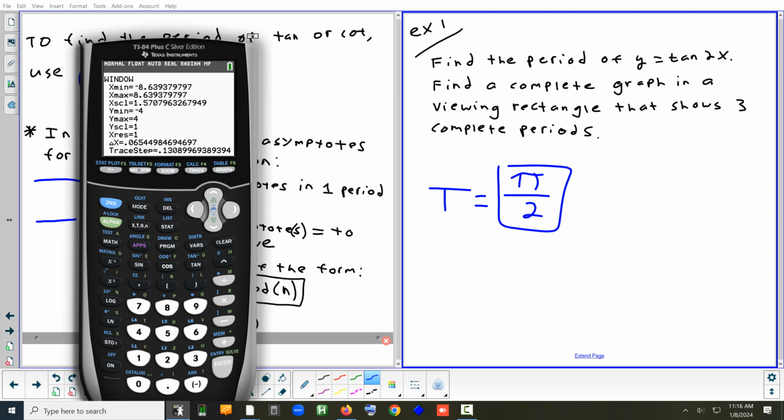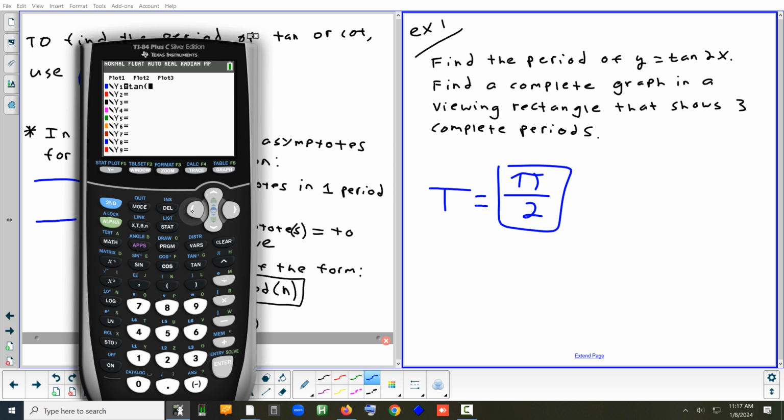0 and 2? Well, 0 to 2 would have a width of 2. Yeah, 0 to 3 pi over 2. I would just do 0 to 3 pi over 2. It's definitely not the only window that's 3 pi over 2 units wide, but it's probably the simplest. Now, y min and max don't really matter because tangent goes up and down forever. So -4 to 4 is probably okay.